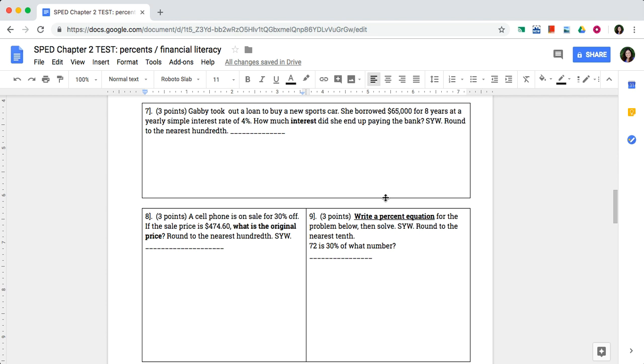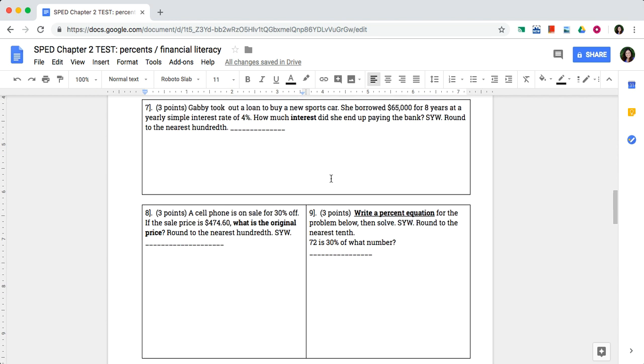Right, number 7. Gabby took out a loan to buy a new sports car. She borrowed $65,000 for 8 years at a yearly simple interest rate of 4%. How much interest did she end up paying the bank? There's your key word right there, interest. You're going to look for the interest. Round to the nearest hundredth.